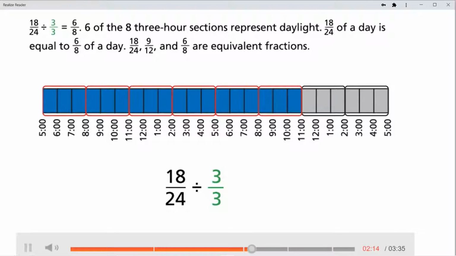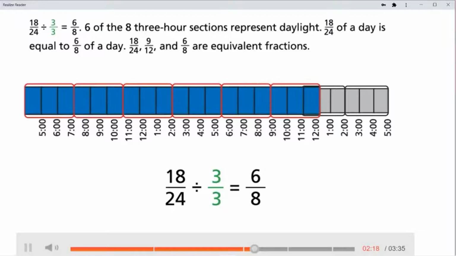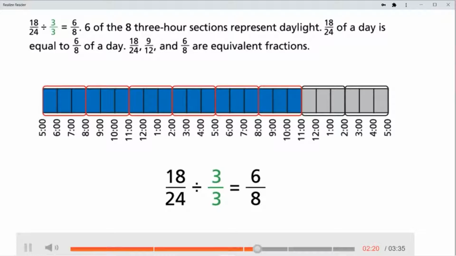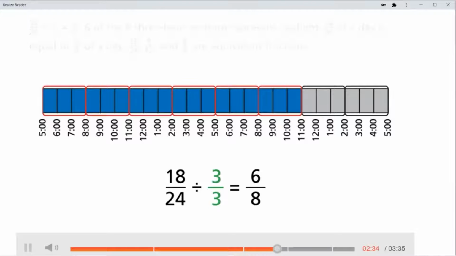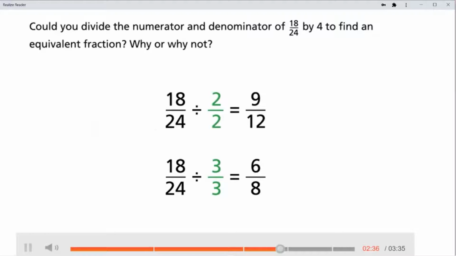18/24 divided by 3/3 equals 6/8. 6 of the 8 3-hour sections represent daylight. 18/24 of a day is equal to 6/8 of a day. 18/24, 9/12, and 6/8 are equivalent fractions. Could you divide the numerator and denominator of 18/24 by 4 to find an equivalent fraction? Why or why not?